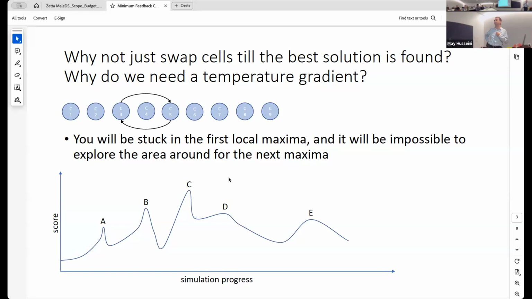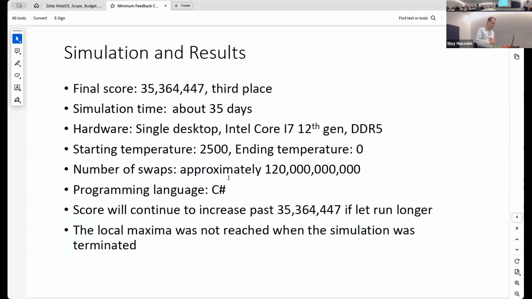So it's very important not to get stuck in the very beginning. And unfortunately, I guess for all of us, at some point we're all going to get stuck before hitting the global maxima, which in this case is C. But it's important not to get stuck on the first one, at least.